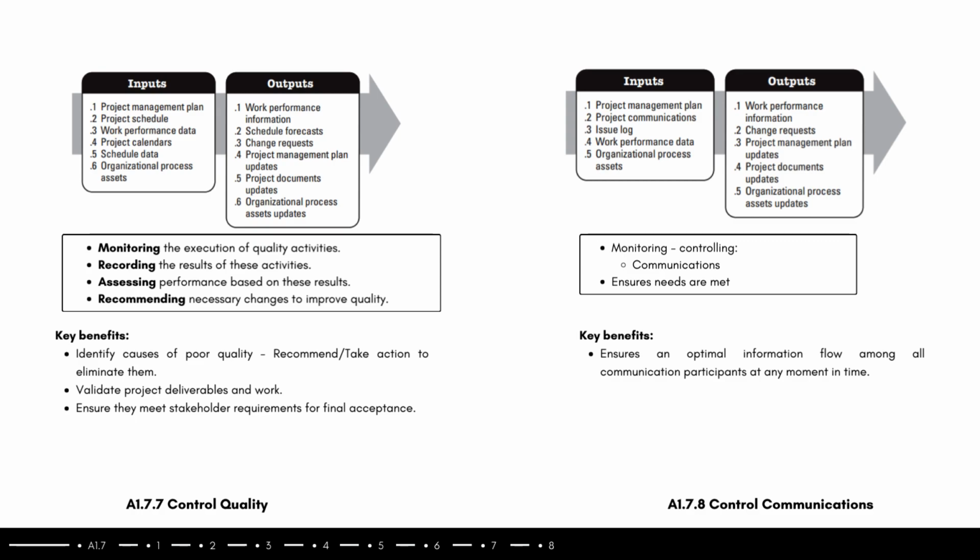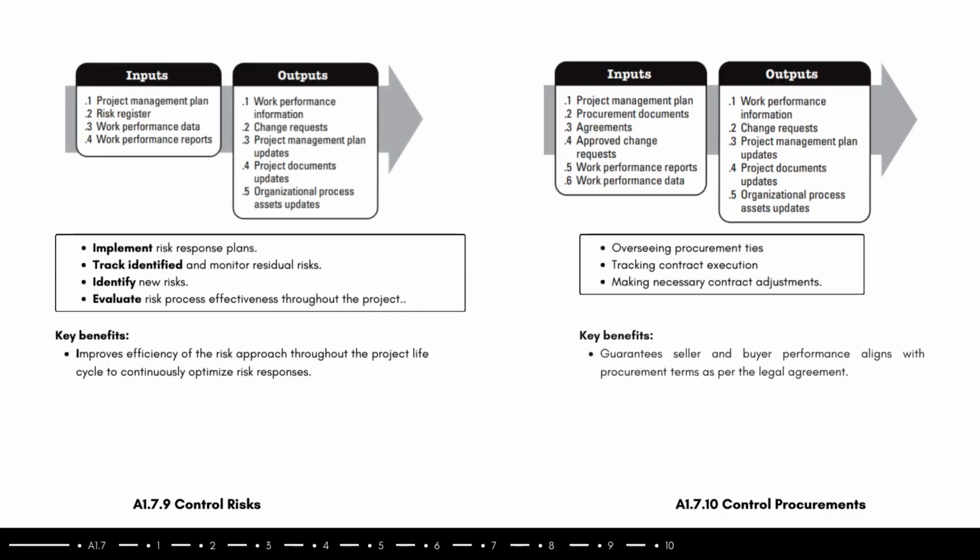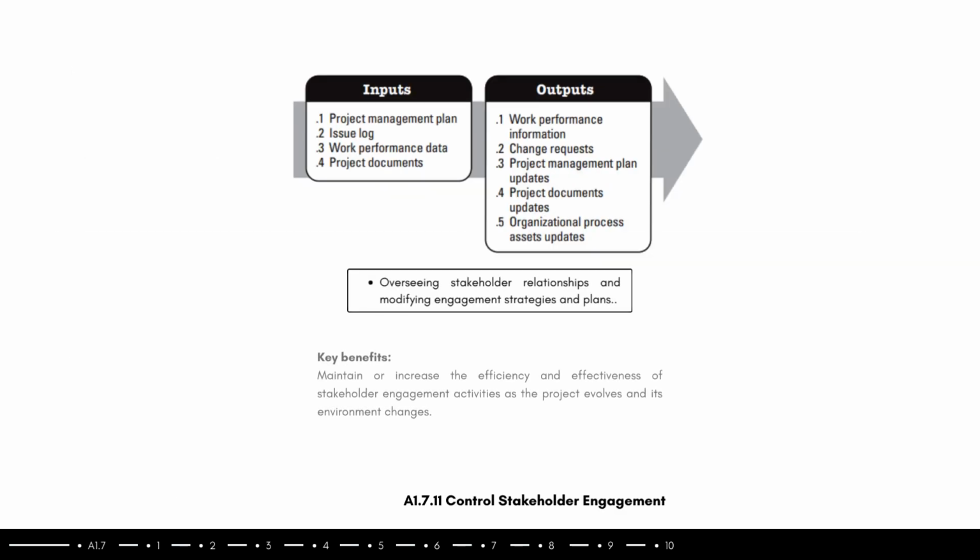Step 8 is control communication, which monitors and controls project communication to meet stakeholder information needs. Step 9 is control risk, implement risk plan, track risk, monitor residual risk, identify new risk, and evaluate the risk process. Step 10 is control procurement, manage procurement relationships, monitor contract performance, and make contract changes. The final step is control stakeholder engagement, which monitors stakeholder relationships and adjusts engagement strategies and plans.